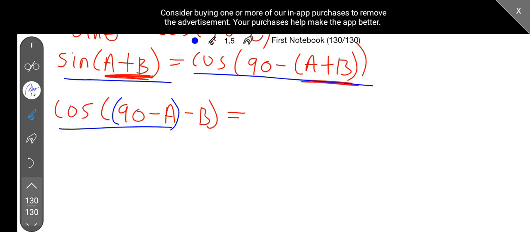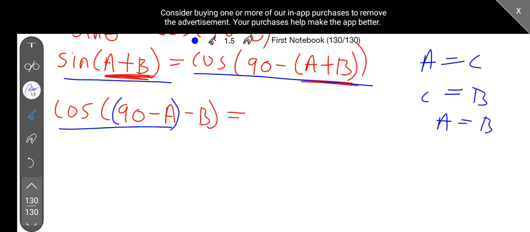So we can say that cos(90 − A − B) is equal to sin(A + B), because they are all formed out of the same thing. So for example, if A is equal to C and C is equal to B, therefore we can further conclude that A is equal to B. Why? Because they are both equal to C.